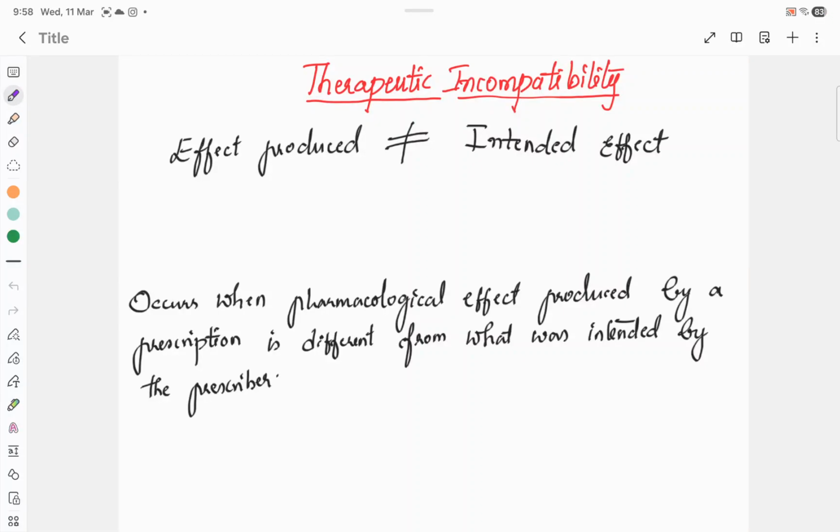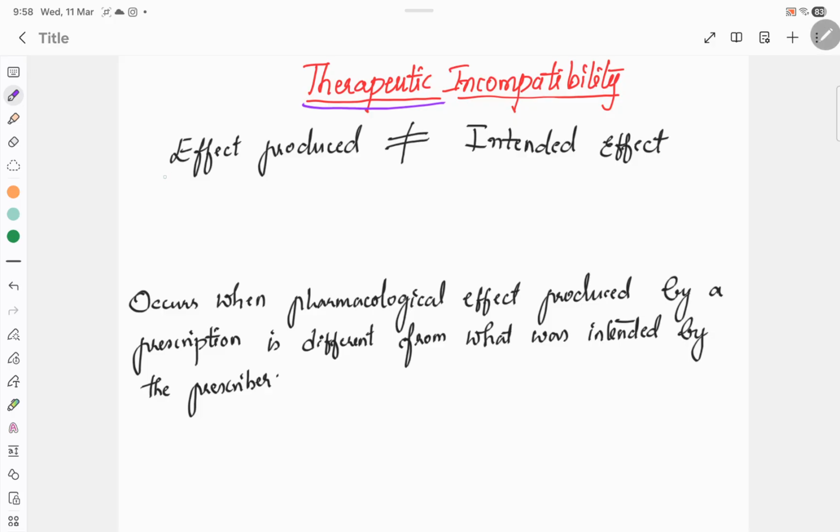Hello students, in this video we are going to discuss another important type of incompatibility in pharmacy known as therapeutic incompatibility. Unlike chemical or physical incompatibility, here the drugs may not react chemically or physically, but the therapeutic effect that is produced in the patient is not what the prescriber intended.